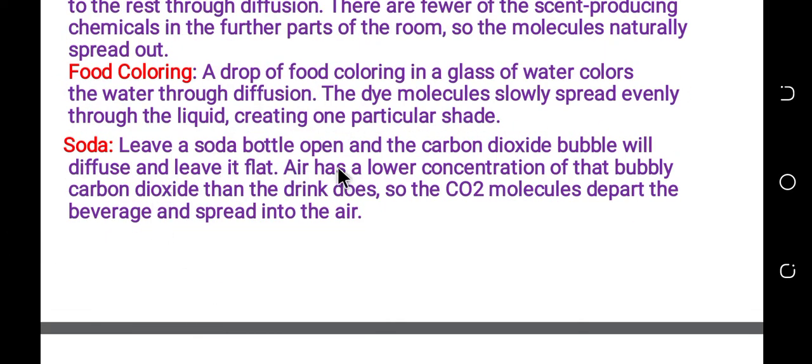Leave a soda bottle open and carbon dioxide bubbles will diffuse and leave it flat. For example, there are soda drinks. So when you open them, the gas comes out, right? That is, the air has a lower concentration of that bubbly carbon dioxide than the drink does. So the carbon dioxide molecules depart the beverage and spread into the air.